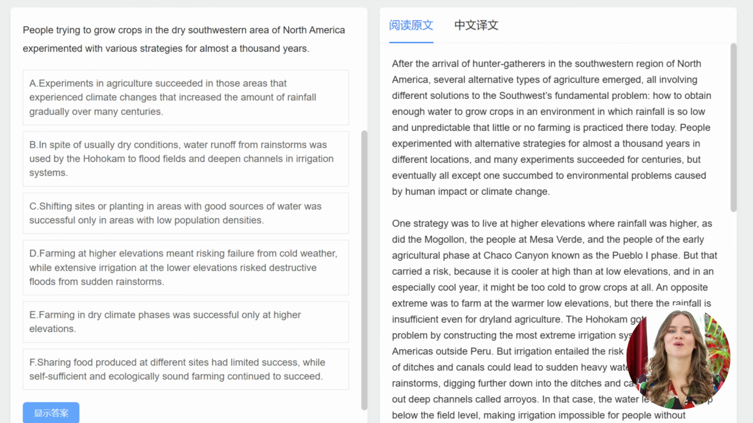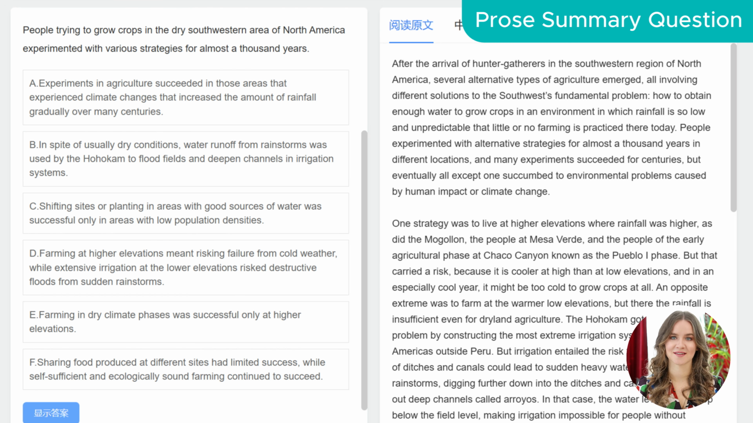Finally, the last question is the summary question. Here you need to choose 3 sentences that summarize the main idea of the text. The introductory sentence is, "People trying to grow crops in the dry southwestern area of North America experimented with various strategies for almost 1,000 years." Now we just need to choose 3 options that represent the main ideas of the paragraphs.